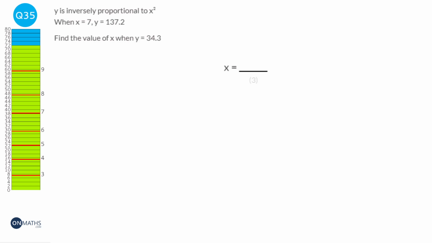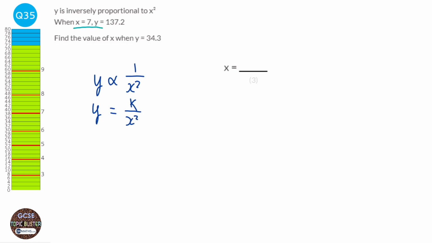Here we're told that y is inversely proportional to x squared. So we've got y is proportional to 1 over x squared. That's what inversely means. And we want to change that proportionality sign for an equals. And to do that, we need to times the right hand side by k. K represents a constant.